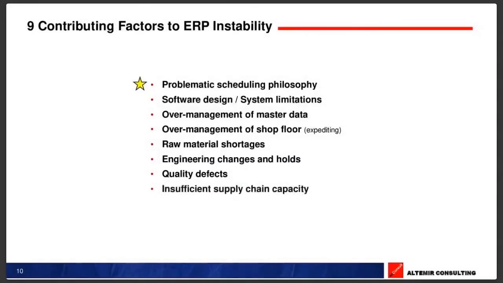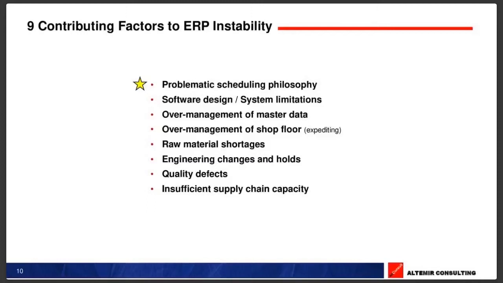There's also raw material shortages, engineering changes and holes, and poor quality levels. And these are similar in that they all represent unplanned events that can arise. And when they do, how does your schedule respond? Does it respond in a helpful or useful way, or does it do something that could be counterproductive?